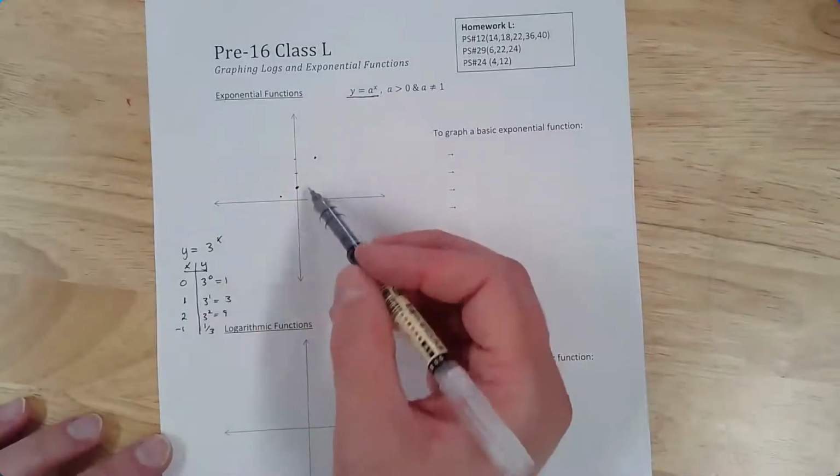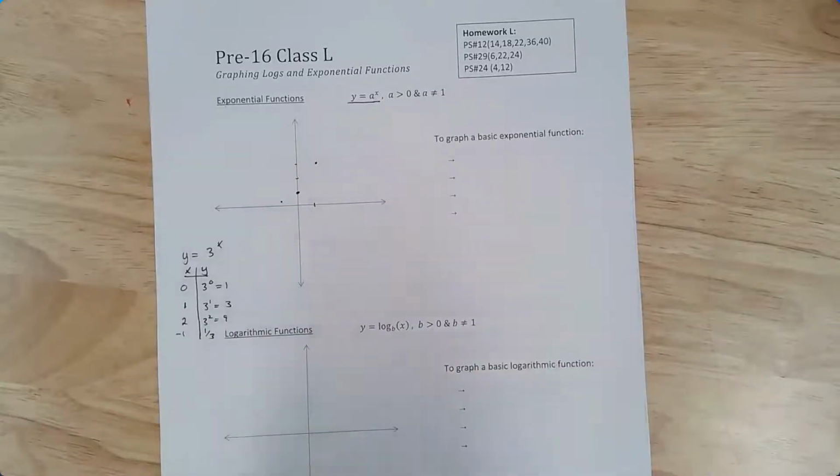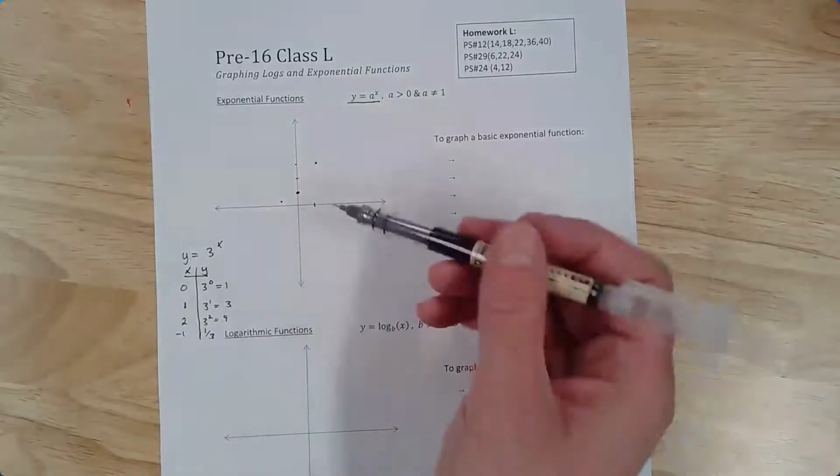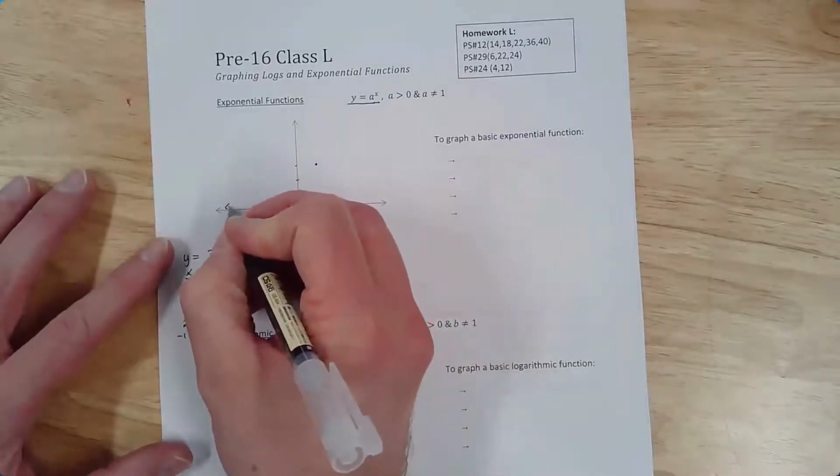And here's what it's going to look like. As the x values get larger and larger, the function gets exponentially large, right? It gets really, really big. As the x values get more and more negative, the y values get smaller and smaller and smaller, but still positive.